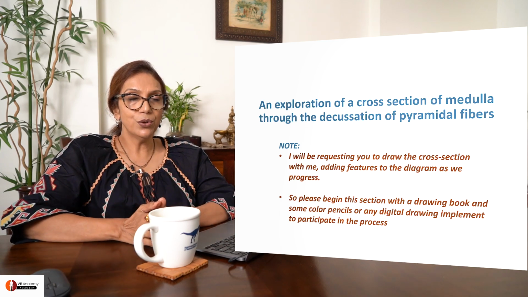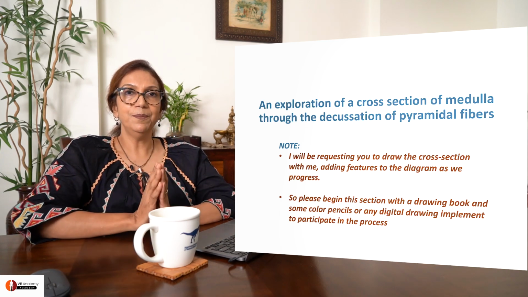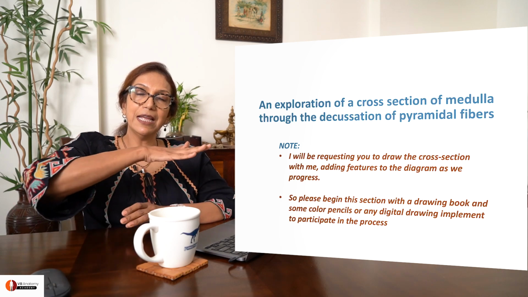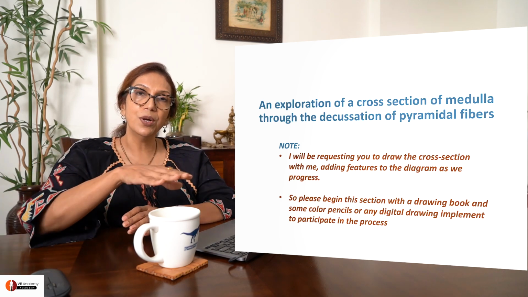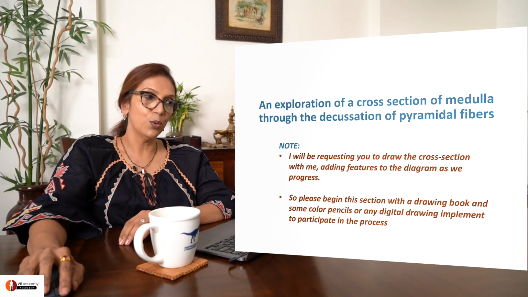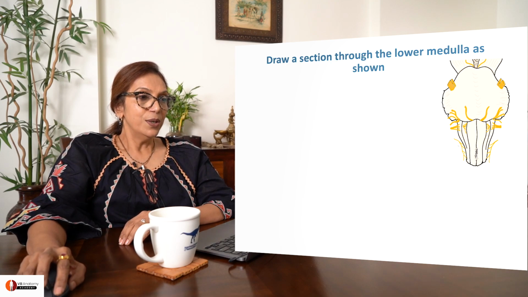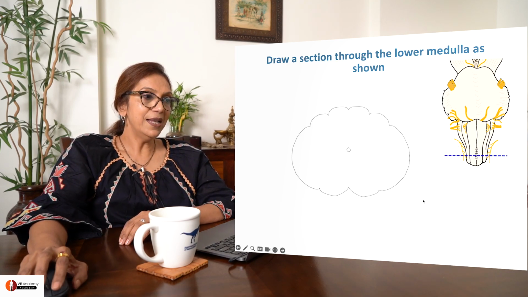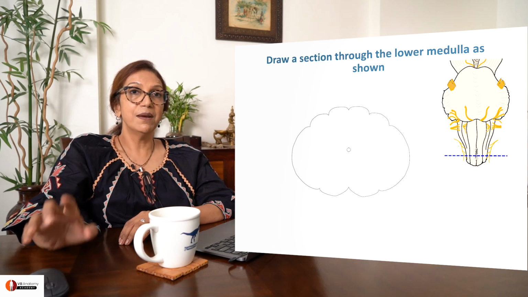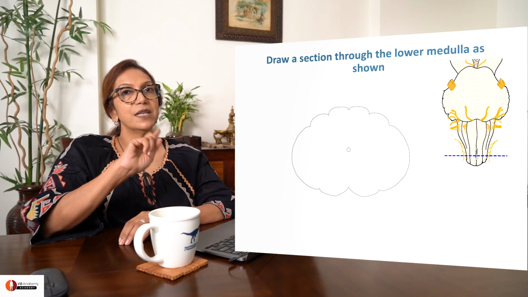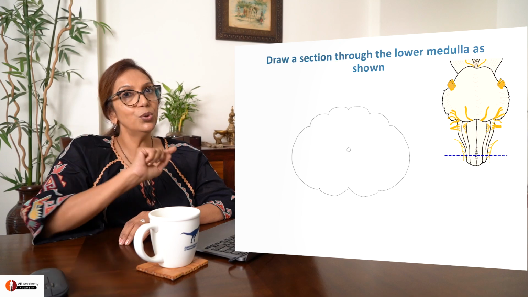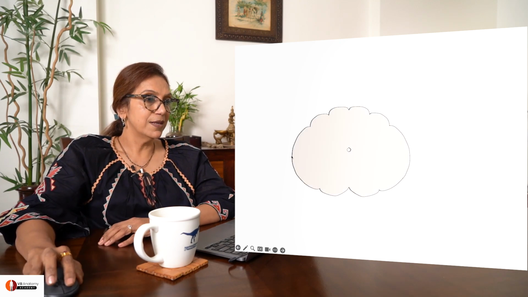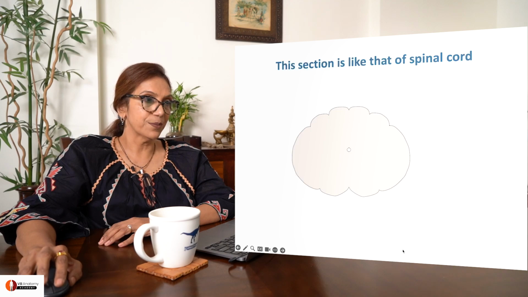So the first thing I want you to do is imagine the brainstem, and then imagine that I have cut the brainstem at the lowermost level. Okay. So here's your medulla. Here's the section we have taken, and this is what you have drawn. Remember to correlate this with the spinal cord section that you have known earlier. Color it up nicely. This is your closed medulla section.